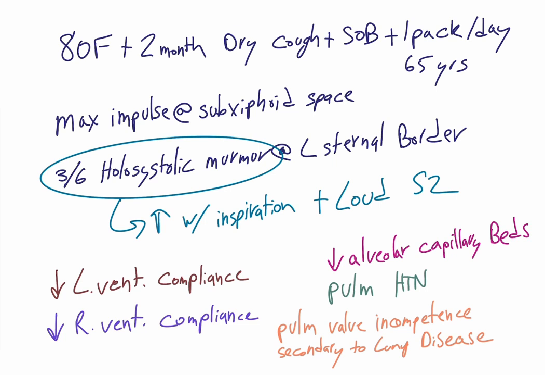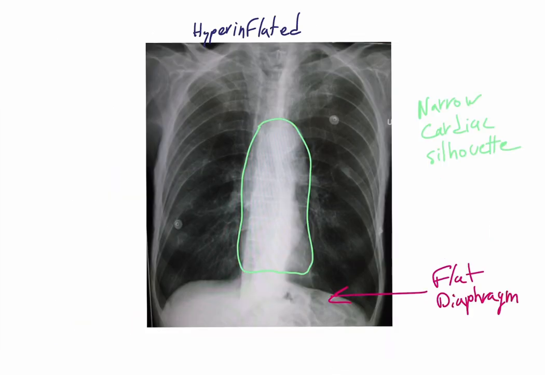All right, this is how we're going to tackle this question. So first and foremost, the point of maximal impulse is located at the subxiphoid space. You have to know this as being for COPD. Now let's look at the chest x-ray. So what we're seeing here is hyperinflated lungs. This is due to air trapping as well as due to a flattened diaphragm. This is classic for COPD.